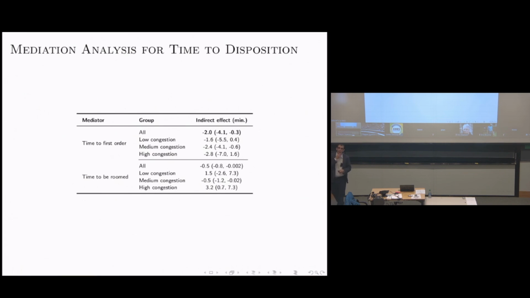Remember that we saw an estimated reduction of 14.4 minutes for time to disposition decision after being roomed. Do you remember that? So with this type of mediation analysis, focusing on the outcome of time to disposition decision, this number is telling me that the mediator time to first order, the early task initiation mediator, is responsible for 2 minutes out of that 14.4 reduction.